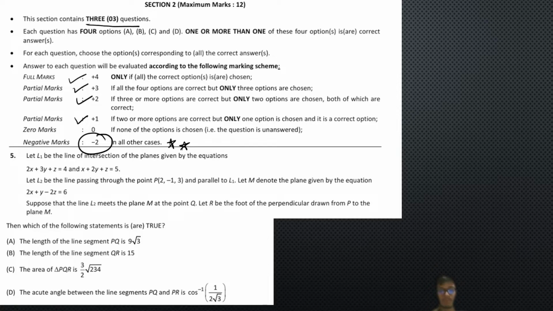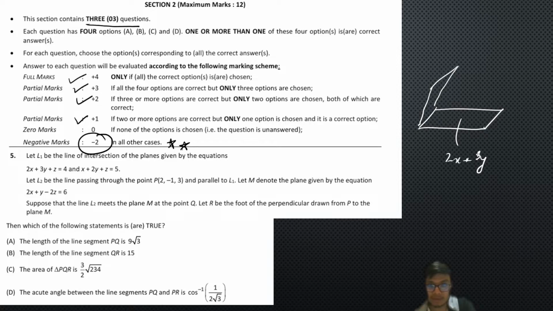Okay, so it's a question about planes. Let's see how we can go about solving this problem. It says that L1 is the line of intersection of the planes given by the equations. So there are two planes, and the line L1 is defined as the line given by the intersection of these two planes. Let's say this plane has the equation 2x plus 3y plus z is equal to 4, and this one is 2x plus 2y plus z is equal to 5, and this is the line of intersection which is given as L1.